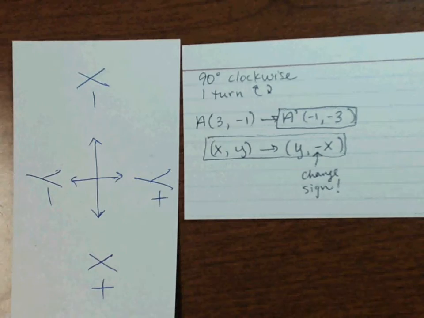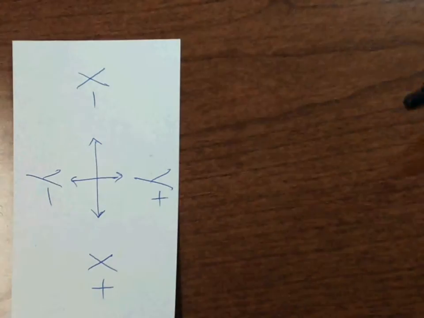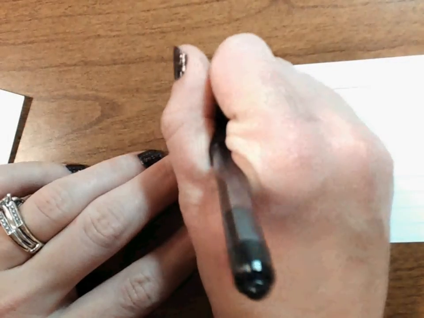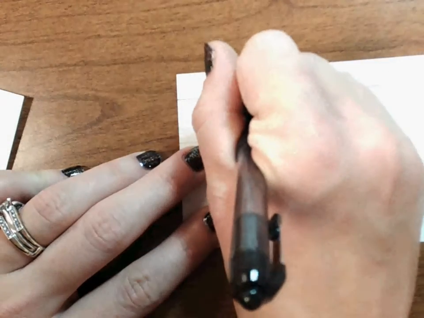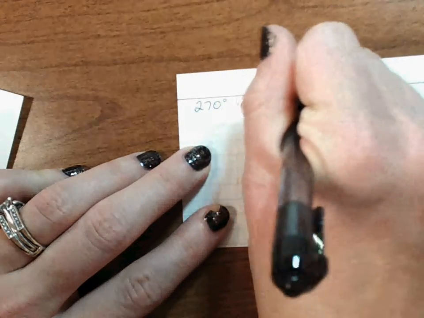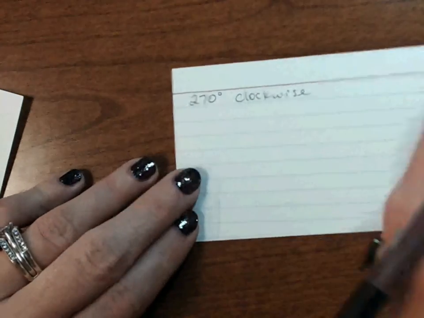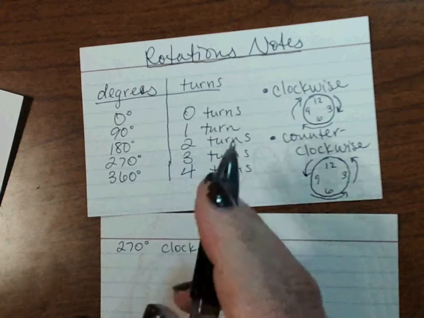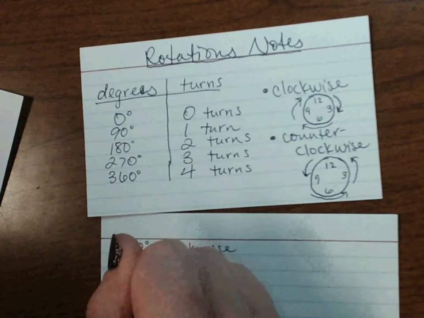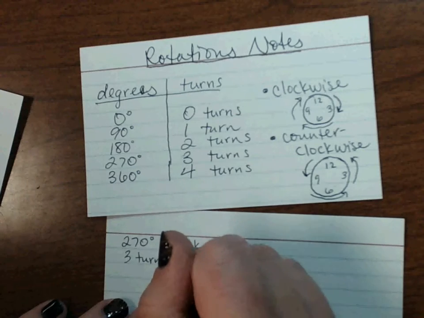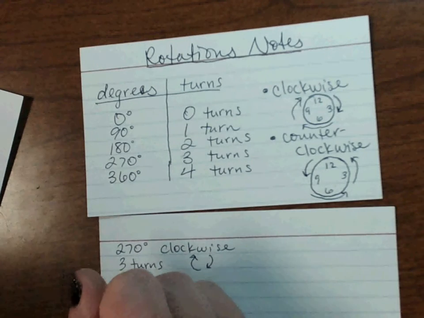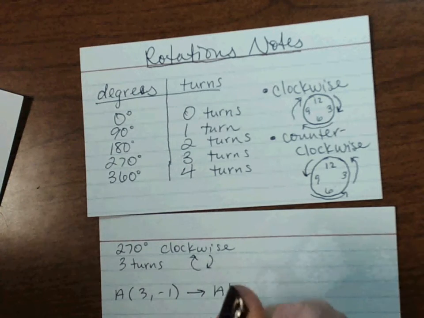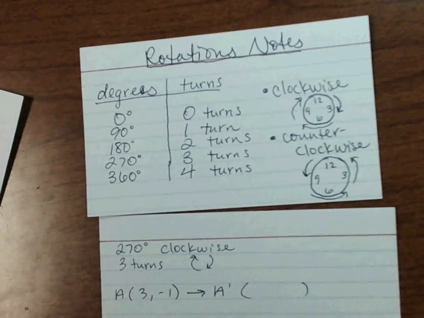Okay, let's go ahead and practice another one. This time, let's do a 270 degree clockwise. So if we go back to our chart, 270 degrees was 3 turns. And clockwise is going to move like a clock. Now I'm going to use the same coordinate we did on our last example, but I'm going to apply a new rotational rule to do it.